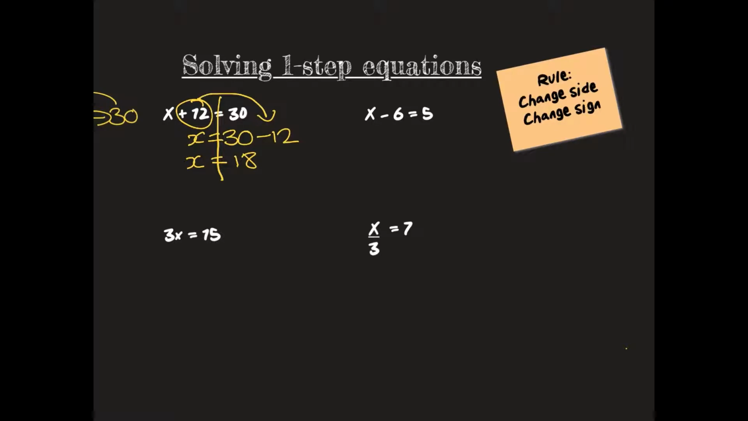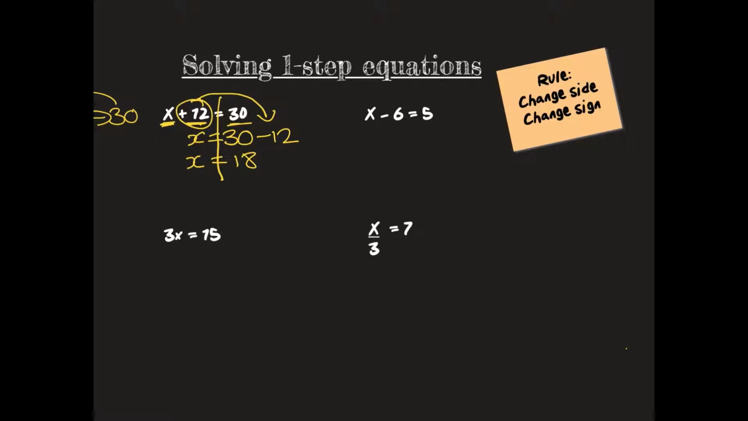And then you can always check that that is right by putting it back into the start of the equation. So we can put it in here and say, right, well, we now know that x is 18. So 18 plus 12, yep, that does equal 30. So we have got this correct. We can be very confident that we've got the right answer.